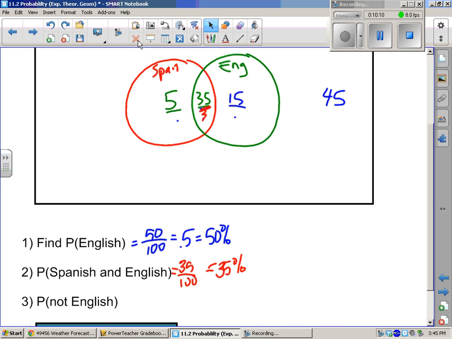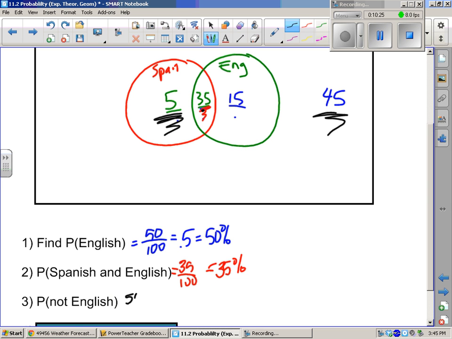Okay, not taking English. So this you've got to be careful of. So is it these people? They're taking English. Oh yeah, because it's English and Spanish in the bubble. So here, 5 of those, and 45 not taking either of them. So that's a total of 50.